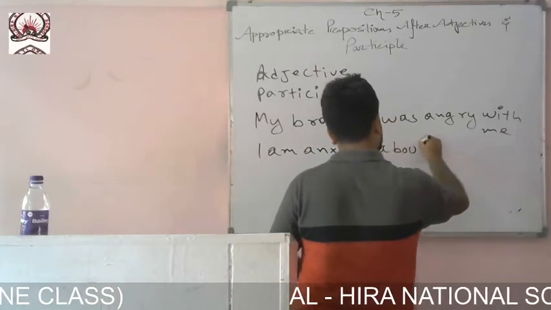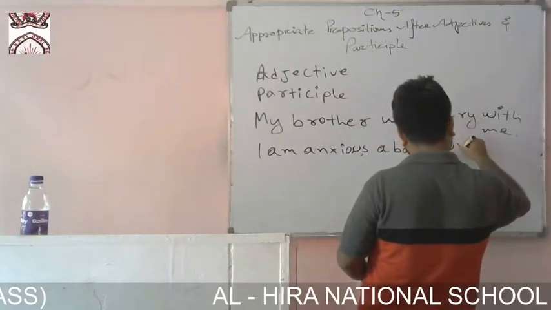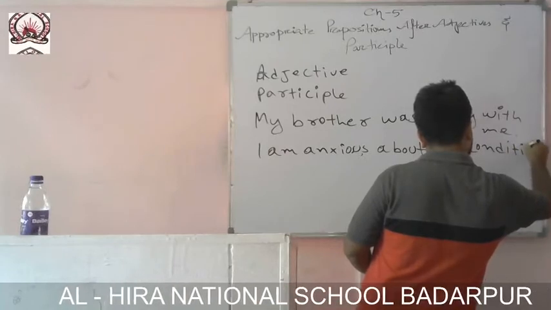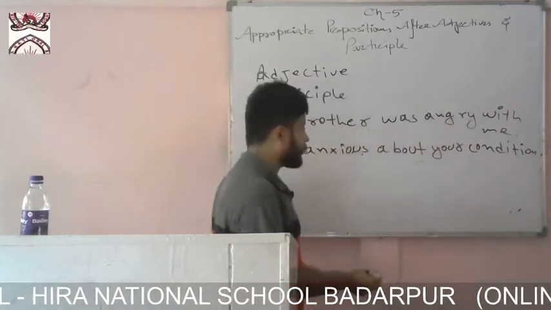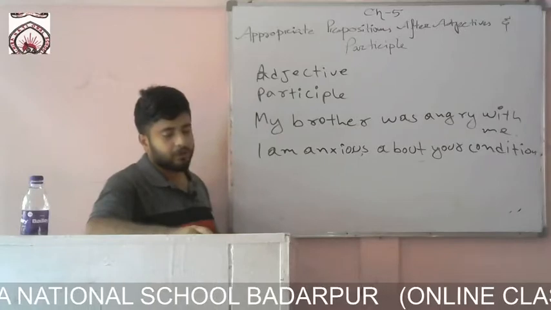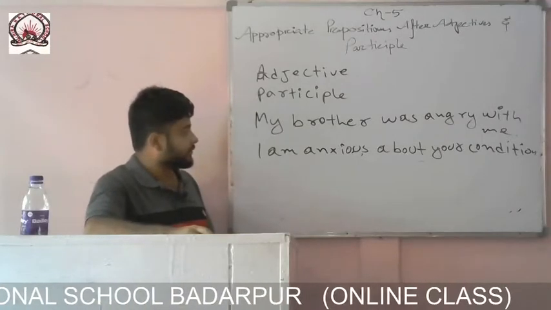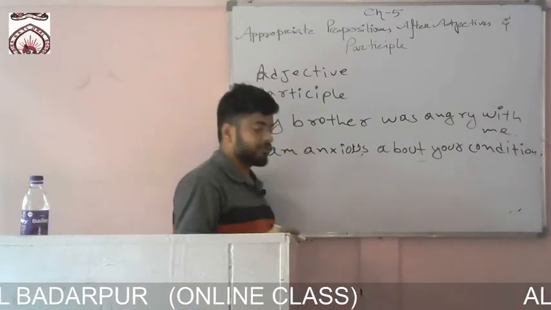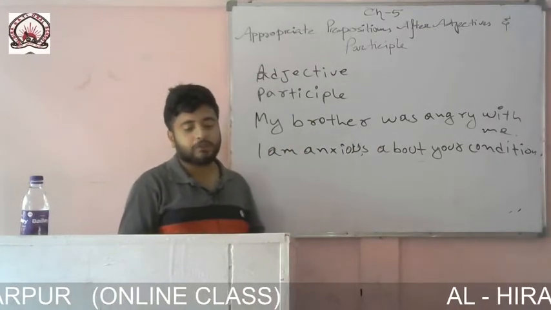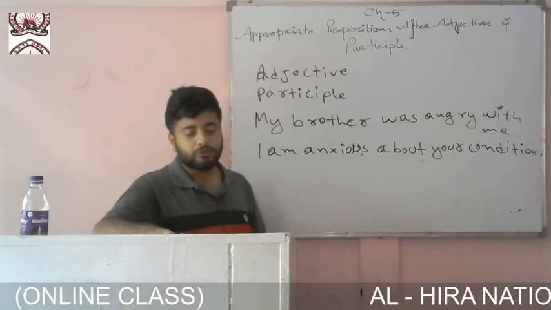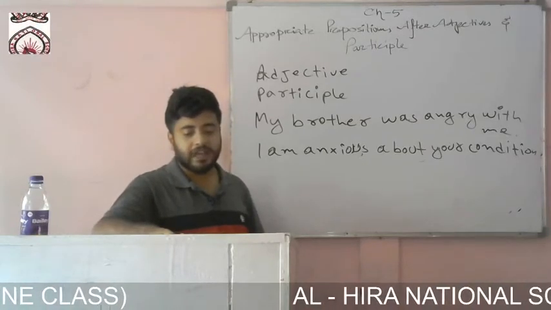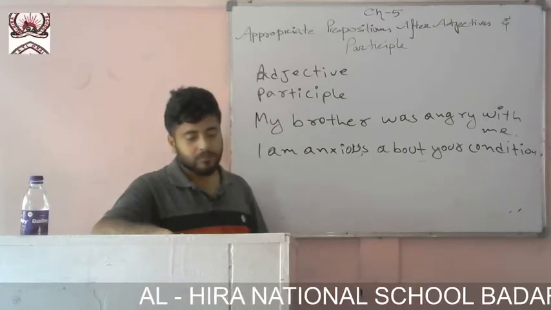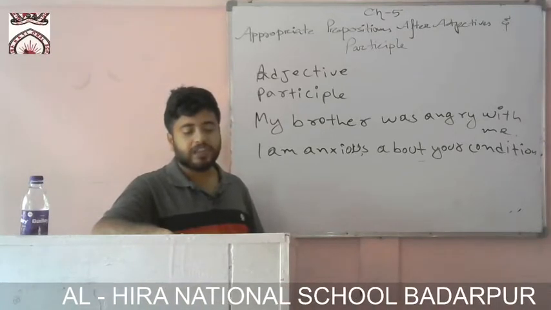About your conditions. Condition. I am anxious about your condition. So that means when we have to use anxious about, it is for somebody or something. I am anxious about your condition. Now, where to use anxious to?